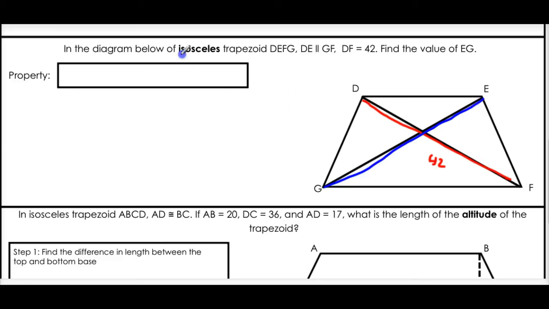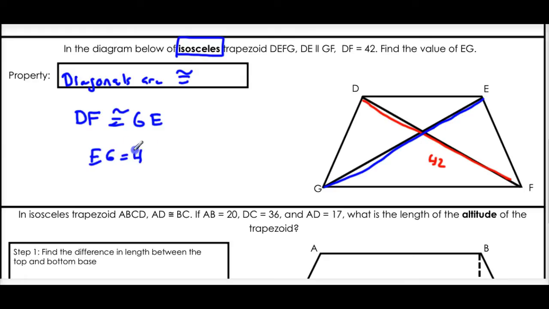If this is an isosceles trapezoid, what is the property that could help us solve this? Think about it for 2 seconds. Have you got your answer? Good. We're talking about the diagonals. We know diagonals are congruent in isosceles trapezoids. So all we'd have to do is say that DF is congruent to GE, because they are diagonals. And if DF is 42, we know EG must be equal to 42.